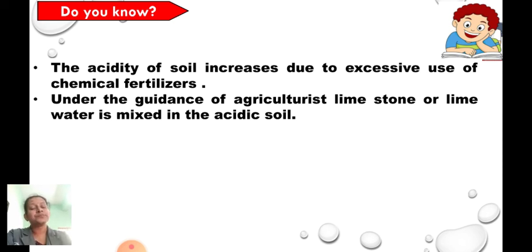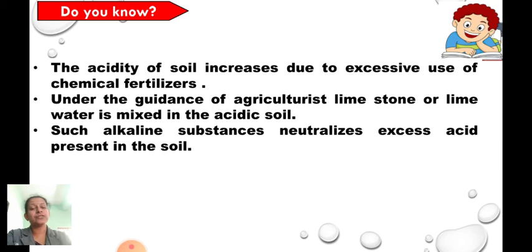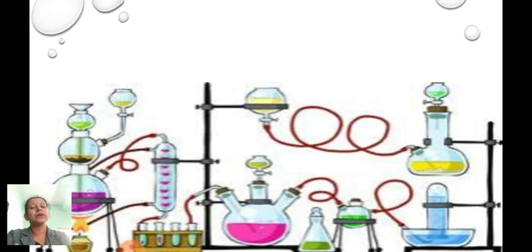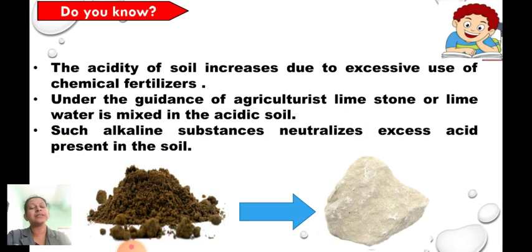Suppose the soil turns out to be acidic. To neutralize its effect, which base is used? It is mostly limestone, as I mentioned already, or lime water. The formula is calcium hydroxide, which is mixed with the acidic soil. Such alkaline substances neutralize the excess acid present in the soil. Here you can see the acidic soil can be neutralized by the use of calcium hydroxide, also called limestone. You can see how limestone looks naturally.